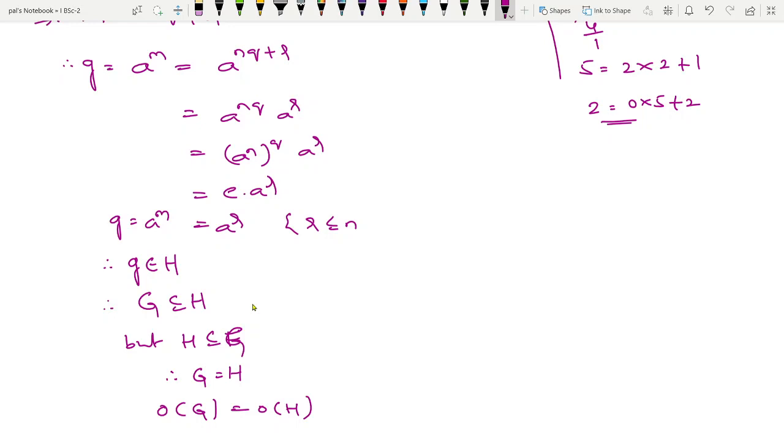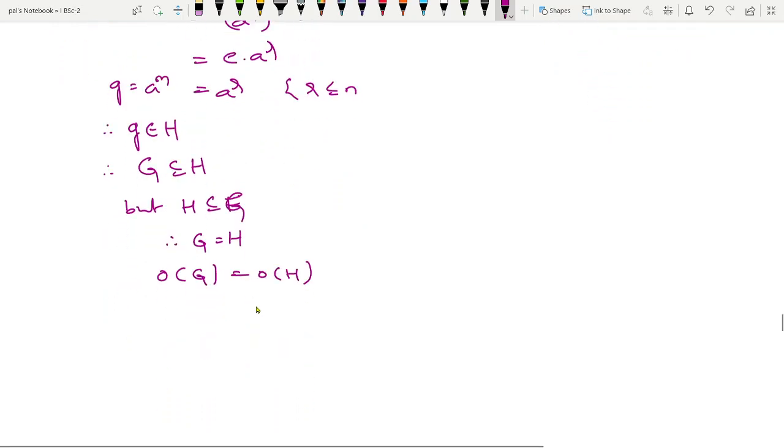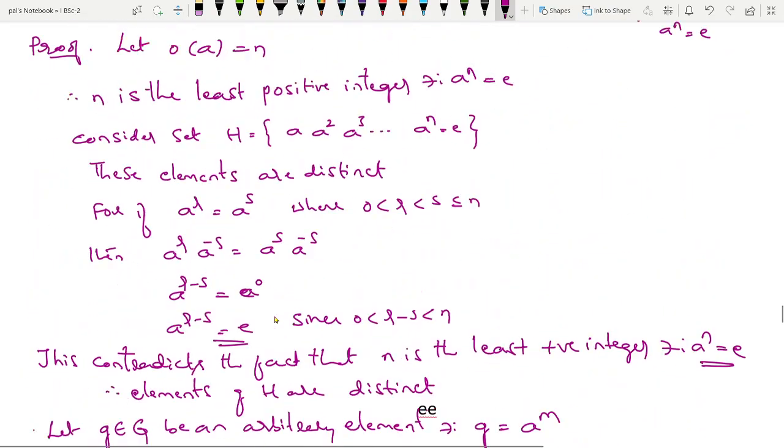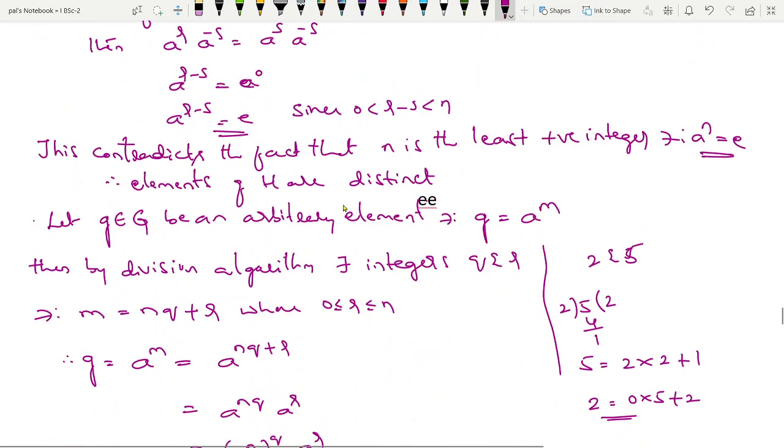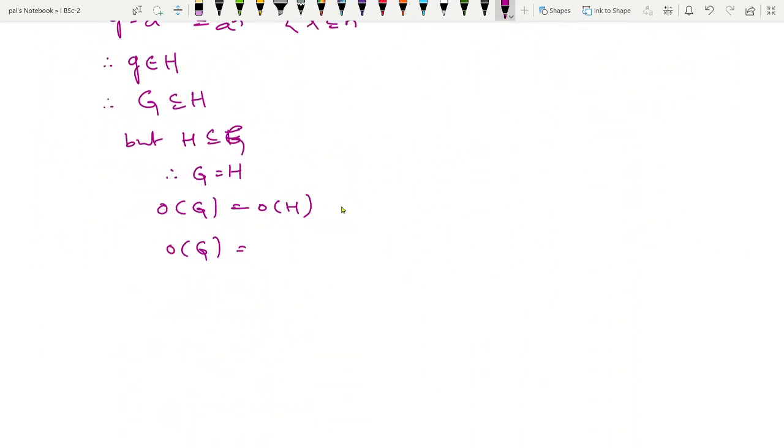If G is equal to H, then order of G and order of H must both be the same. So order of G is equal to, what is the order of H? How many elements are there in H? Yes, clearly H consists of n elements, because a power 1, a power 2, a power 3, like that a power n is the last element, and none of the elements are repeated, all elements are distinct here. So it consists of clearly n elements, so order of H is equal to n.